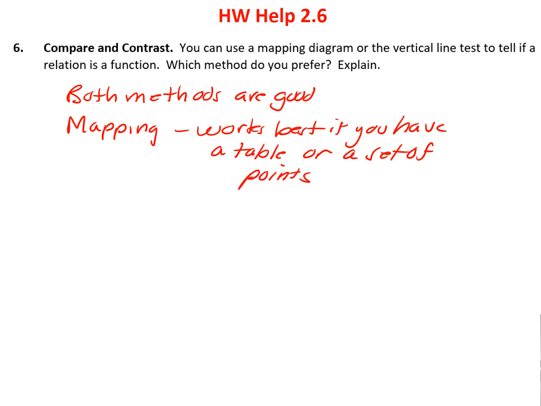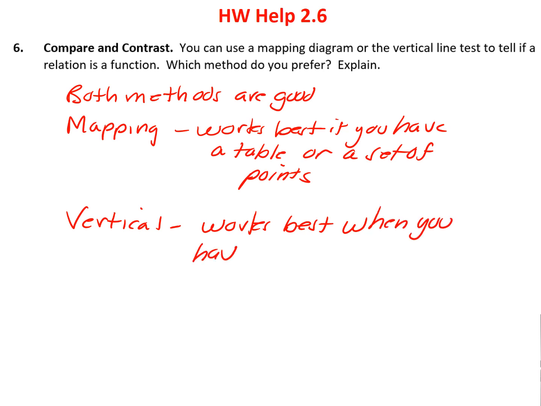Because in this case, to use the vertical line test, you would have to graph it first. The vertical line test obviously works best when you have a graph. It's very easy on a graph. One advantage the vertical line test has over the mapping is that it shows the whole function, not just any points on it. If not all the points are listed on the table, you might not recognize it's not a function. All right?